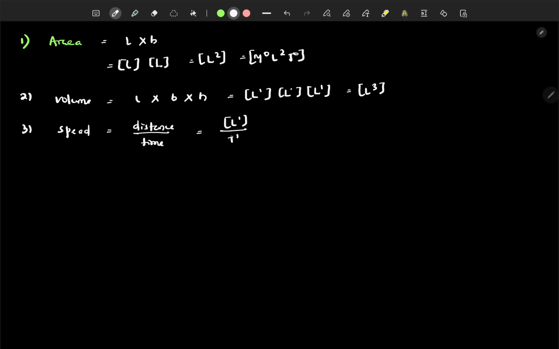And time is T1. So the final answer will be L1 T minus 1. This is the dimension of speed. Fourth, that is velocity. Let's find the dimension of velocity.